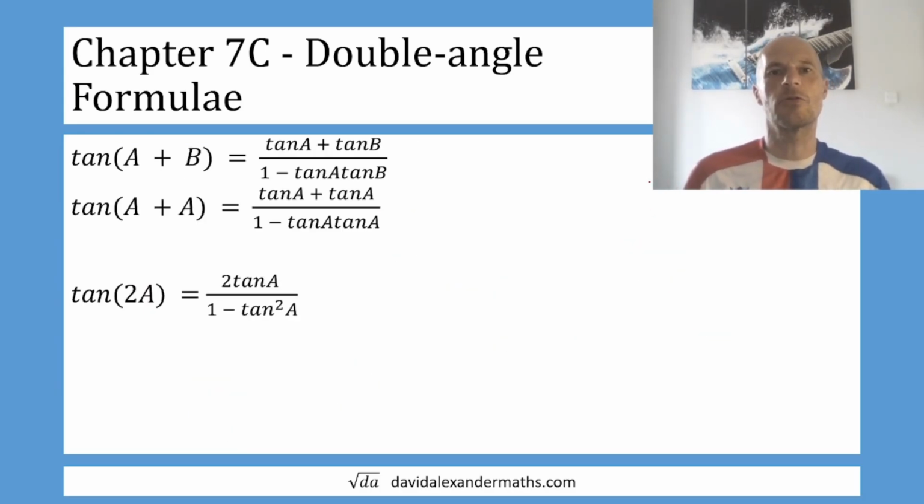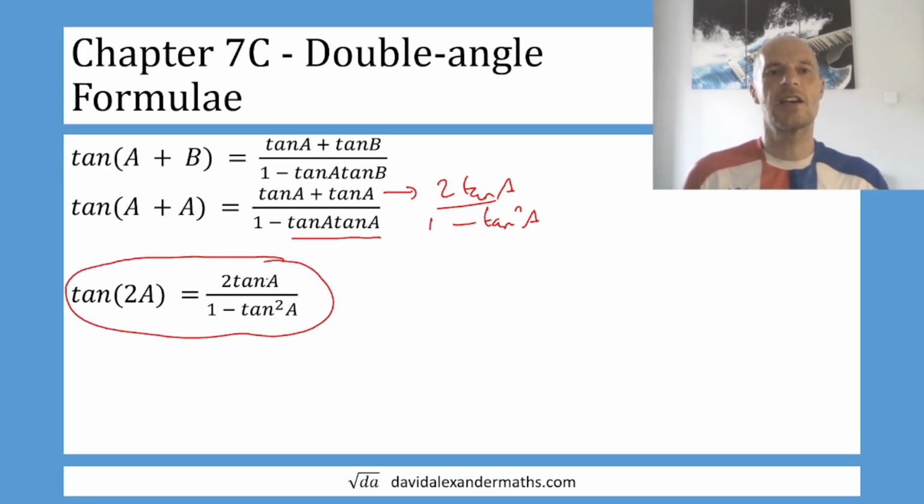Okay, so on to the third and final double angle formula. We know that the tan of A plus B can be written as tan A plus tan B over 1 minus tan A tan B. So if we have the tan of A plus A, in other words, the tan of 2A, that can be written as tan A plus tan A all over 1 minus tan A tan A. Now, of course, tan A plus tan A can be written as 2 tan A, and on the bottom we have 1 minus tan A times tan A, which is tan squared A. So there we have it. The tan of 2A is 2 tan A over 1 minus tan squared A.